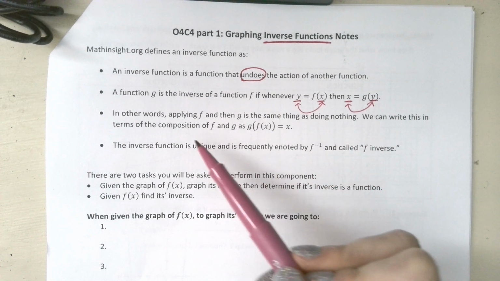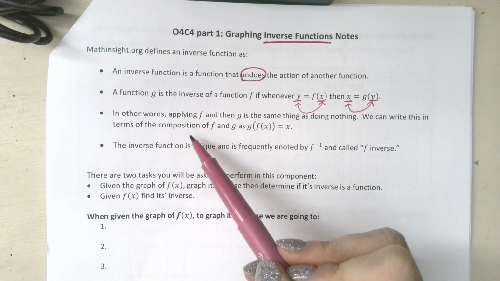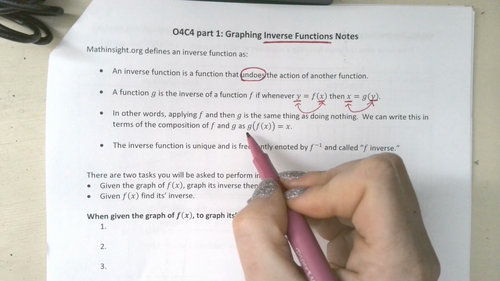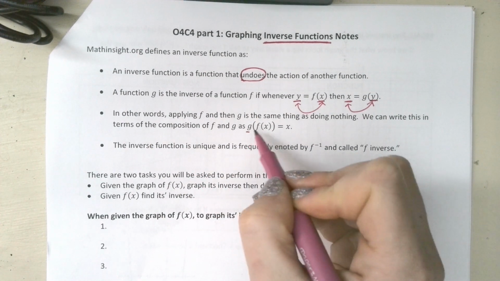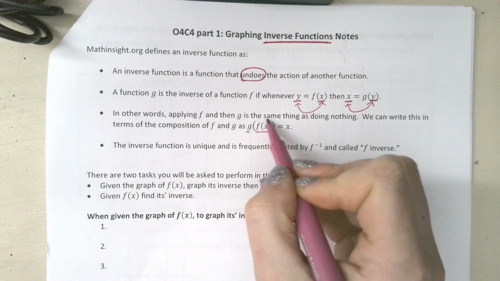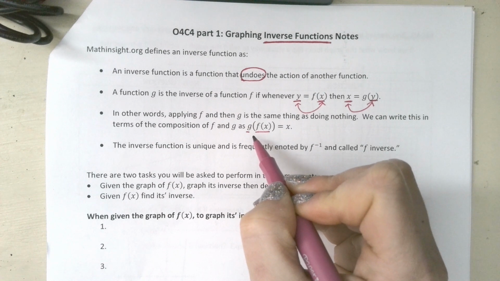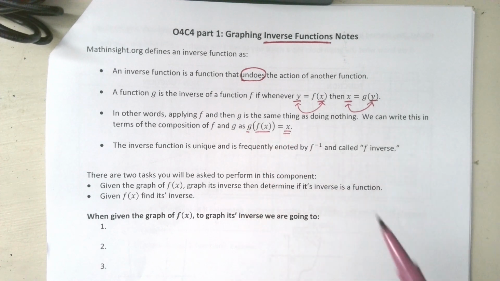We can write this in terms of composition functions, which we've seen in our previous lessons. So what we would do is take g of f of x, so we're plugging f of x into g. If f and g are inverses, then this should equal x.